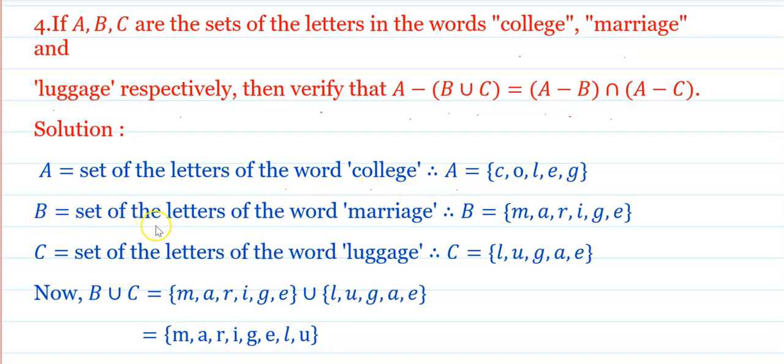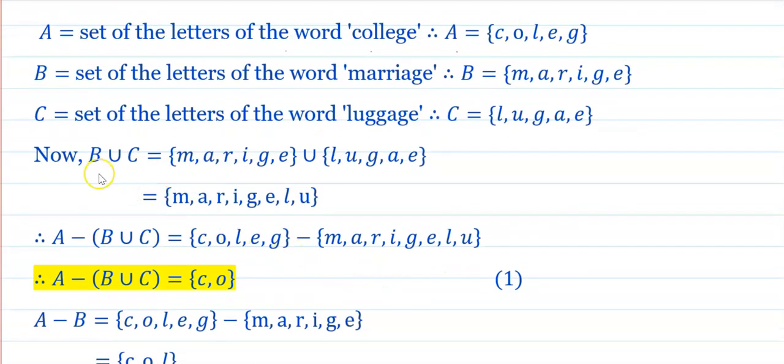Next, B, the set of letters of the word marriage. That is {M, A, R, I, G, E}. And C, the set of letters of the word luggage. That is {L, U, G, A, E}. Okay. Now, what is B union C? We take their union, and if elements are common, then we take them one time. M first, then A, R, I, then G, E.